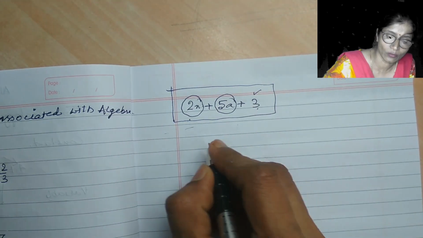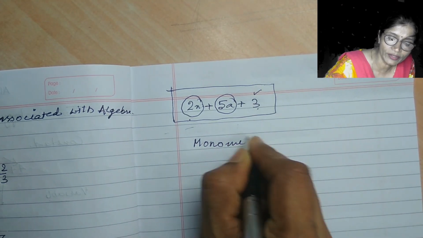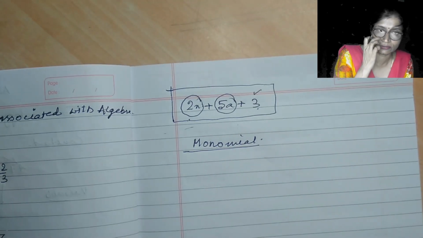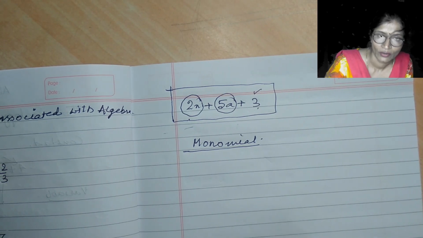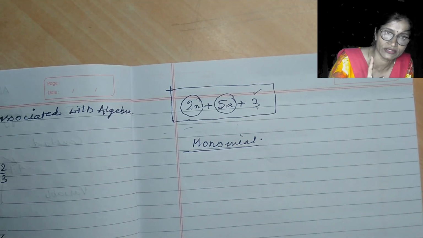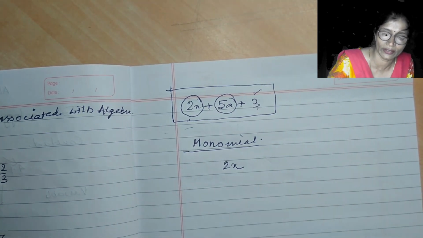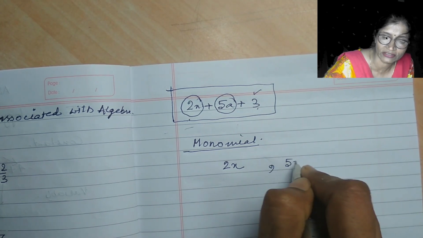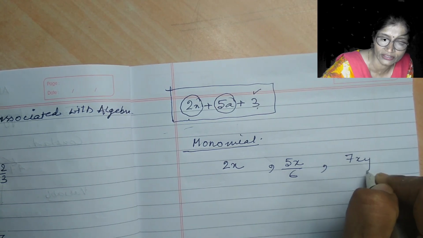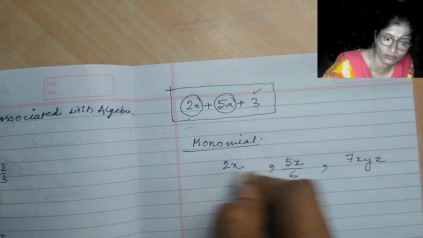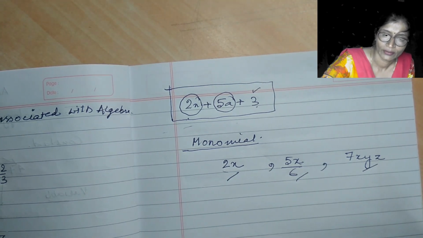Next one is, what is a monomial? Monomial means an expression which consists of only one term. Within an expression, if only one term is there, then that one is a monomial. Like suppose I write 2x, this is one term. I write 5x divided by 6, this is also one term. Or I write 7xyz, this is also one term. All are monomials.